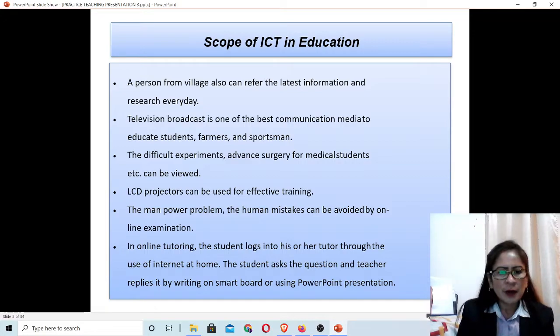The manpower problem or the human mistakes can be avoided by online examination. In online tutoring, the student logs into his or her tutor through the use of internet at home. The student asks questions and the teacher replies by writing, or using a smartboard, or a PowerPoint presentation.